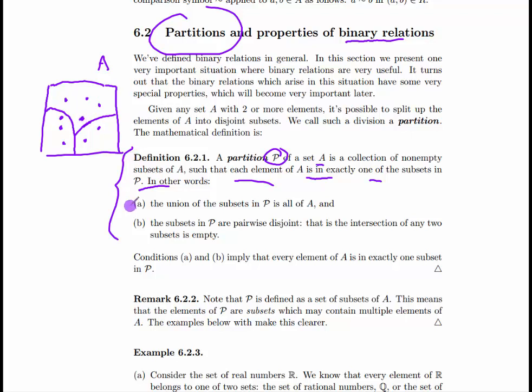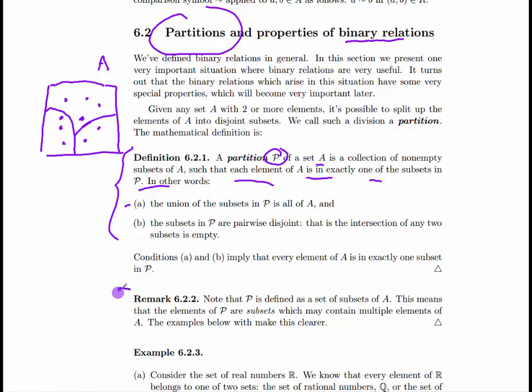We could say that in a different way as follows. A: the union of subsets in P is all of A. That means that every element of A is in at least one subset of P. And B: the subsets of P are pairwise disjoint. That is, the intersection of any 2 subsets is empty. That means that any element of A is in at most one subset of P, because if it was in 2 or more subsets of P, it would be in the intersection. So A says any element of A is in at least one subset in P, and B says any element of A is in at most one of the subsets in P.